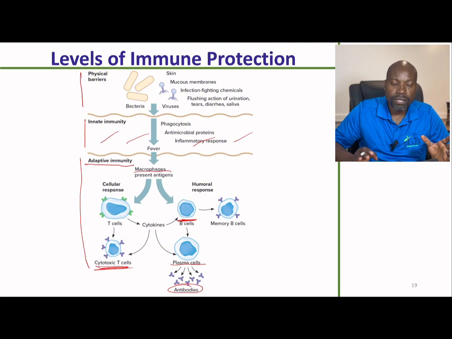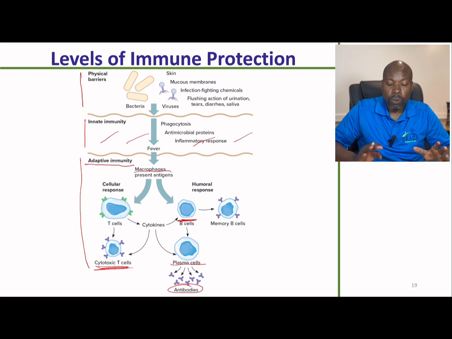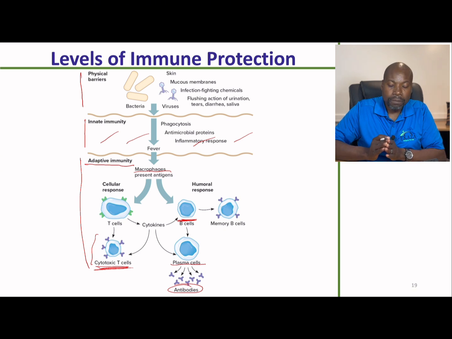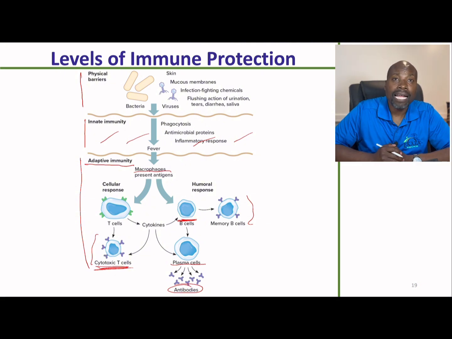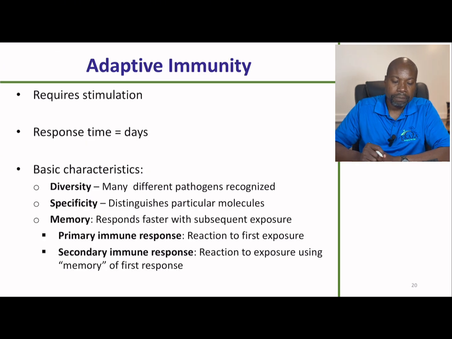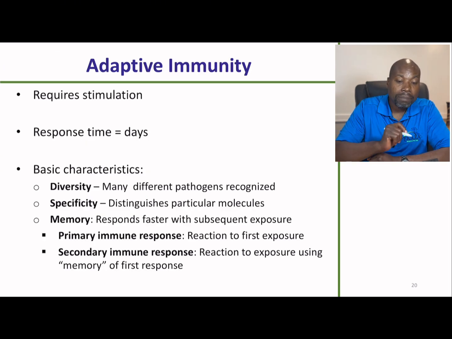After an infection is under control, some cytotoxic T cells are going to be saved as memory T cells, while some B cells are going to be saved as memory B cells. The next time the same infection comes, a response is going to be mounted in a relatively short period of time. Okay? So, adaptive immunity requires stimulation.